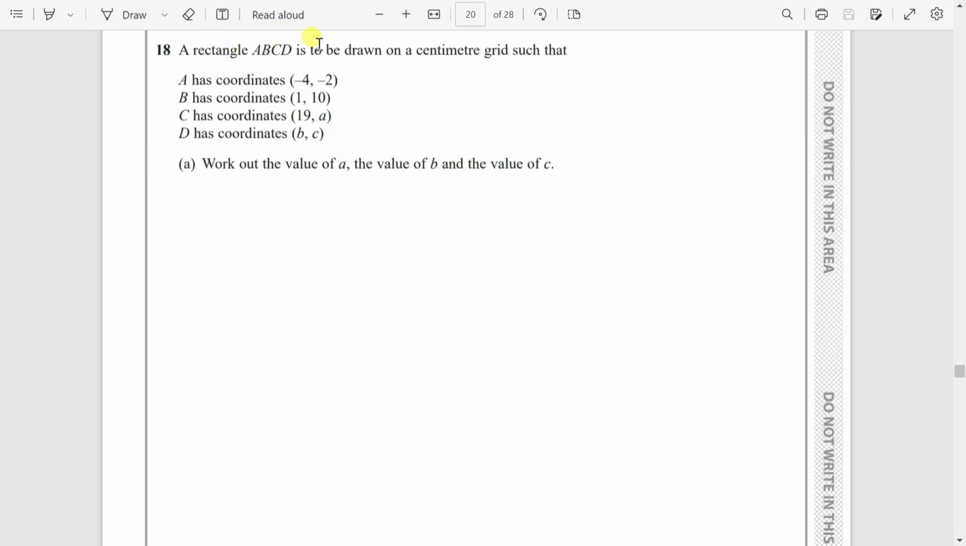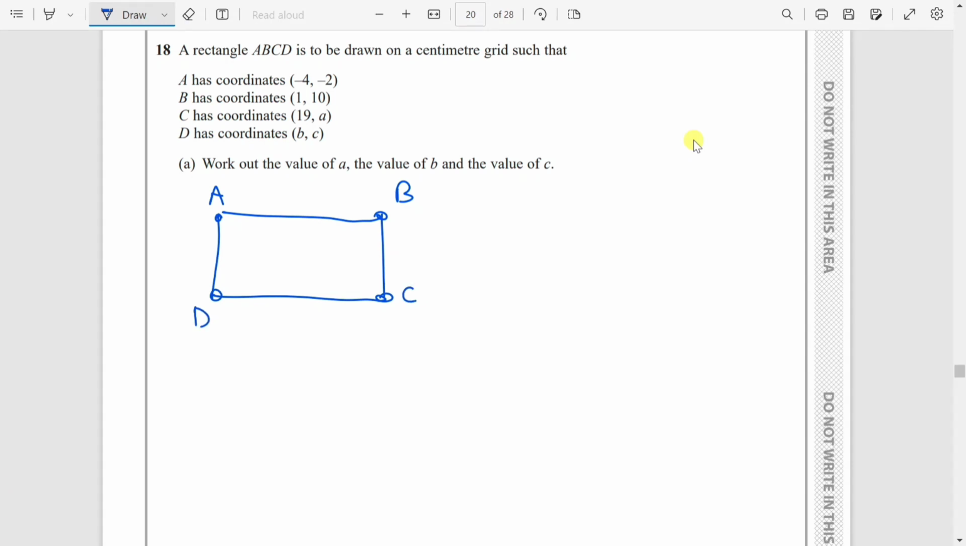So a rectangle ABCD is to be drawn on a centimeter grid such that A, B, C, D have these coordinates. Work out the values of a, b, and c. So they're talking about these little a, b, c. For this kind of problem, what I'd like to do is just draw a nice rectangle. So let's do it, a rectangle like this, and just do it in order. Start from here: A, B, C, D.